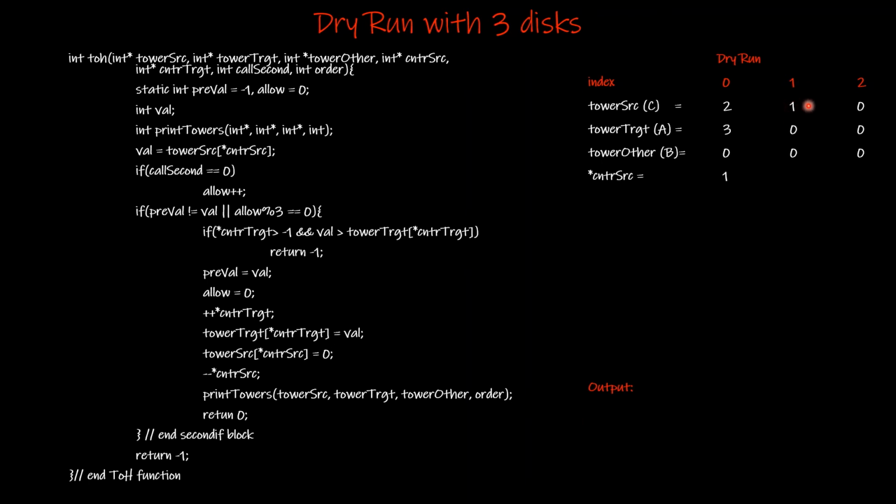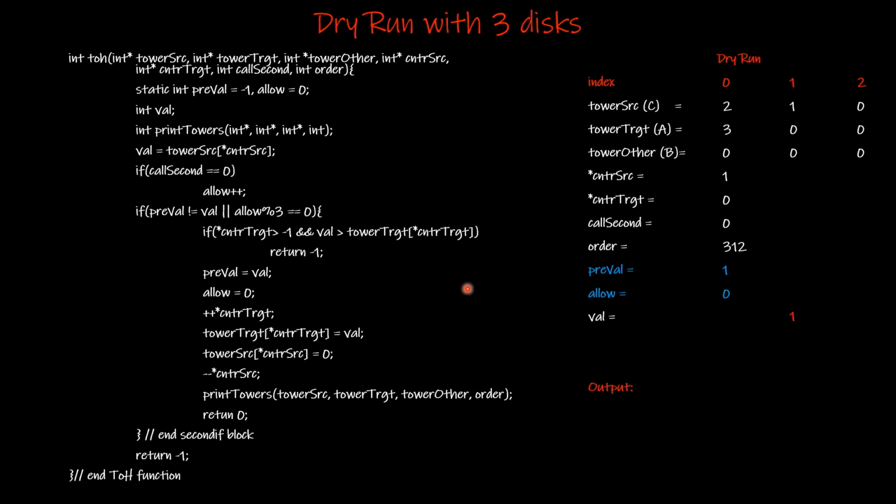Counter target is going to be again 0 because we already have a value in the target tower, which is at 0. Call second, no, this is the first call, so that is why call second is 0. Order is going to be 3, 1, 2. Okay, the static variables are already there with the values as 1 and 0. Val variable is created, print tower is declared, val is then assigned the value of source tower at counter source. Counter source is 1, source tower is C, so this is the value which is going to be assigned, so val will have value as 1, right?